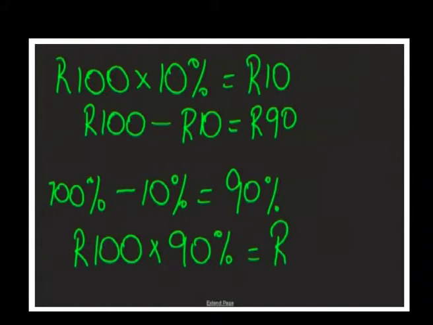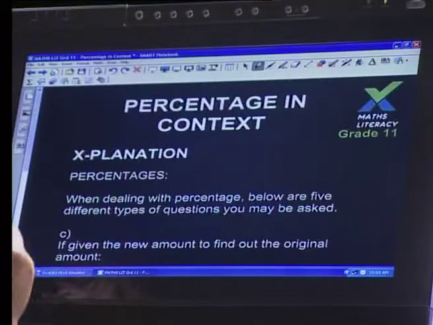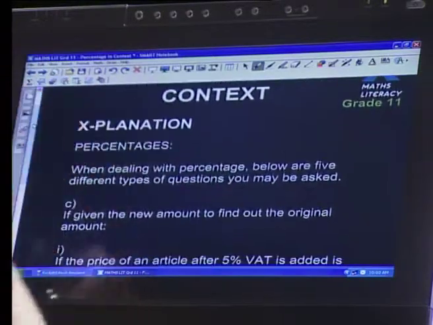And just make sure that the answer that you get is less than the original. 90 Rand is less than 100, so I'm probably on the right track. So for percentage increase and percentage decrease, you can both do the simple way and the way I've just explained. Right, let's see what our next type of example is.